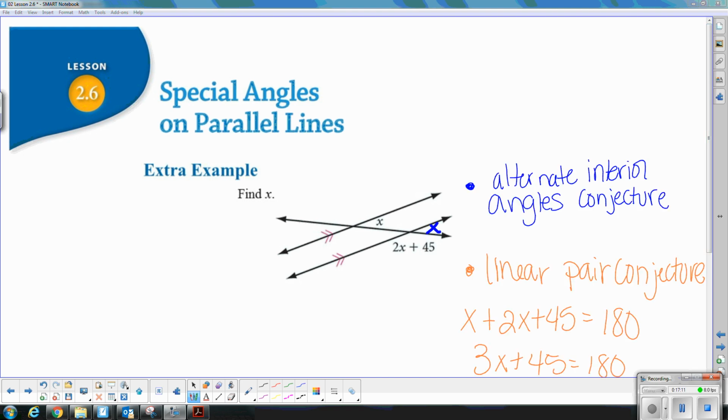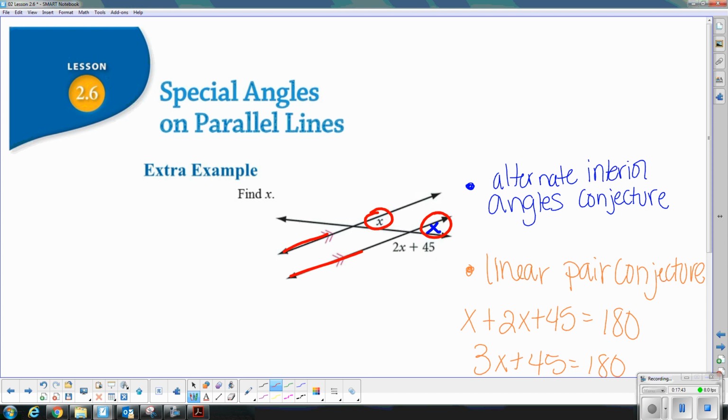So in this extra example, the first thing I see is X here, and I see that these two lines are parallel. So if the alternate interior angles conjecture is true, which we just decided that yes, it is true in this lesson, alternate interior angles are congruent. So that means this angle here is also X.